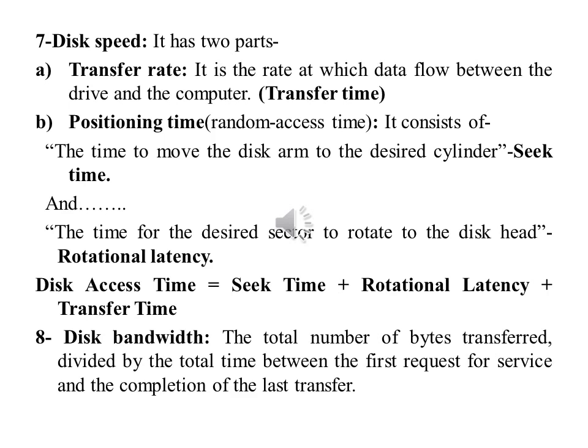The next term is disk speed. Disk speed is divided into two parts: transfer rate and positioning time. Transfer rate is the rate at which data flows between the drive and the computer, also called transfer time. Positioning time is the random access time. We have two types, random access and sequential; nowadays we generally use random access. Positioning time consists of the time to move the disk arm to the desired cylinder, which is called seek time.